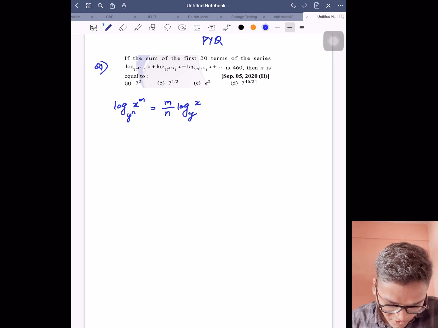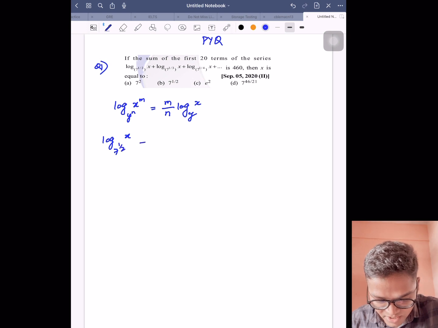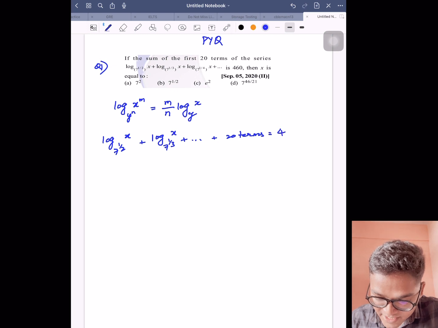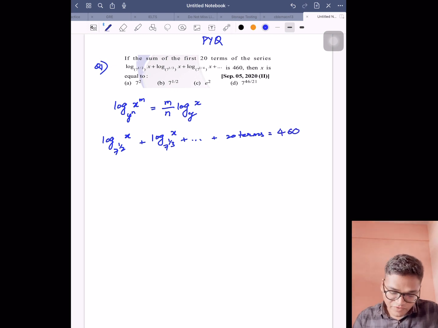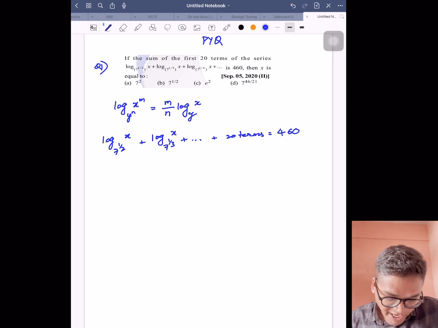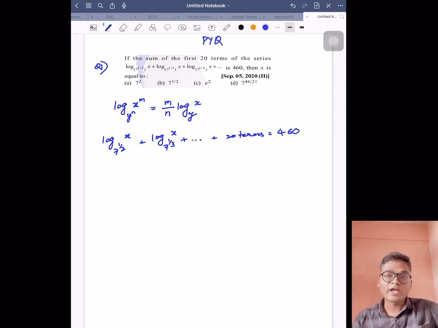So given question, log x to the base 7 power 1 by 2 plus log x to the base 7 power 1 by 3 plus so on. How many terms? 20 terms, which is equal to given how much? 460. Okay, so now when I apply the property, log x power m to the base y power n is equal to m by n log x to the base y, right? So when I apply that, how much are you going to get?